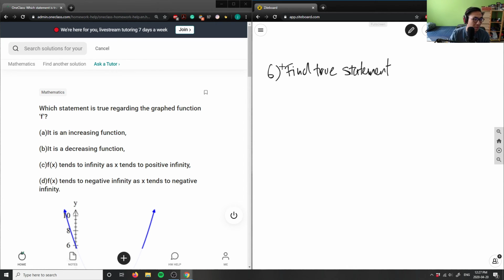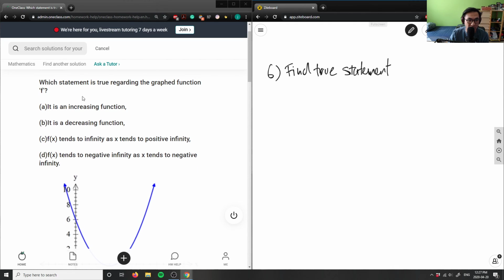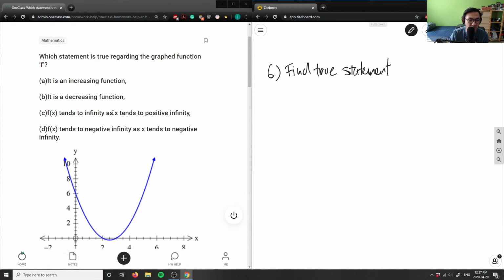Okay. And it's saying A, the function f is an increasing function. B, it's a decreasing function. F of x tends to infinity as x tends to positive infinity, and f of x tends to negative infinity as x tends to negative infinity. So let me write this out. So A here is increasing function.